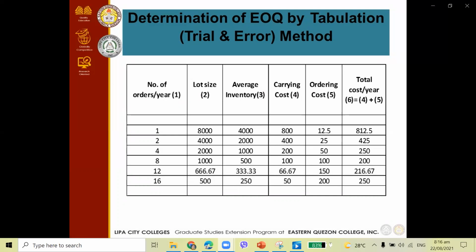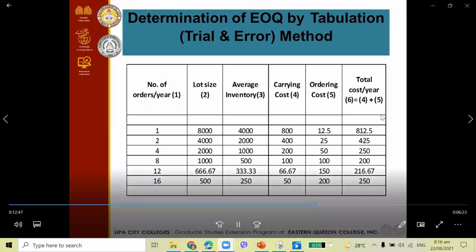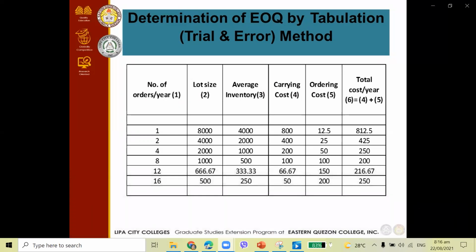So, para makuha naman po natin yung total cost per year for each lot size, i-add lang po natin yung ating carrying cost at saka ordering cost. So, pagkatapos po natin silang mai-add lahat, makikita na po natin dito what lot size and the number of orders per year ang magbibigay po sa atin ng pinakamaliit na total cost.